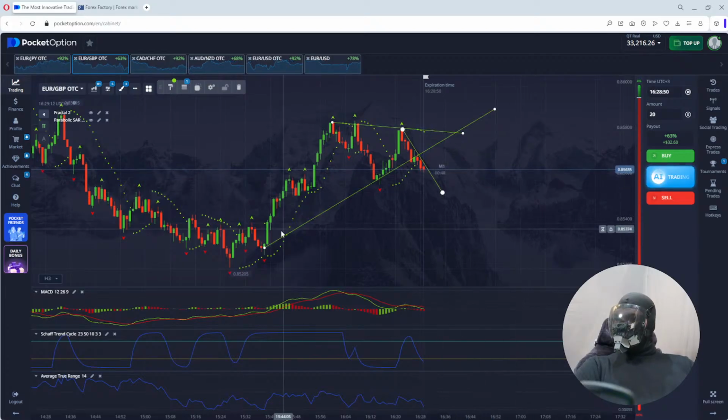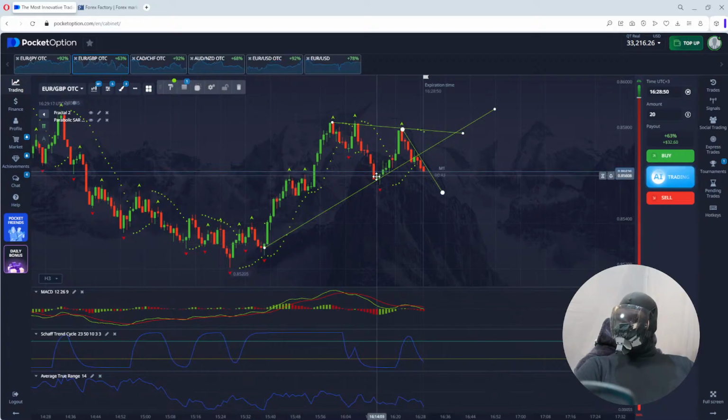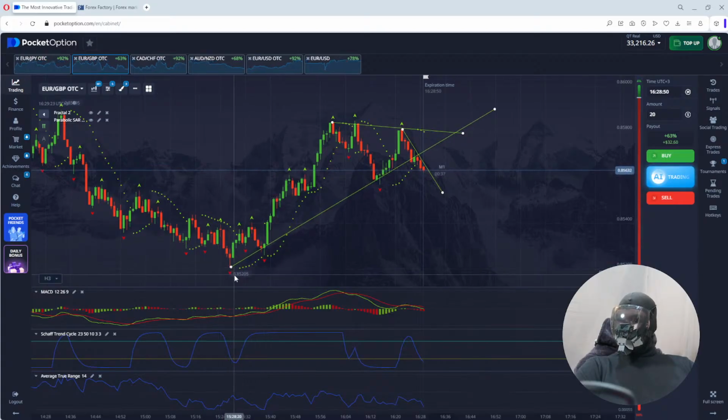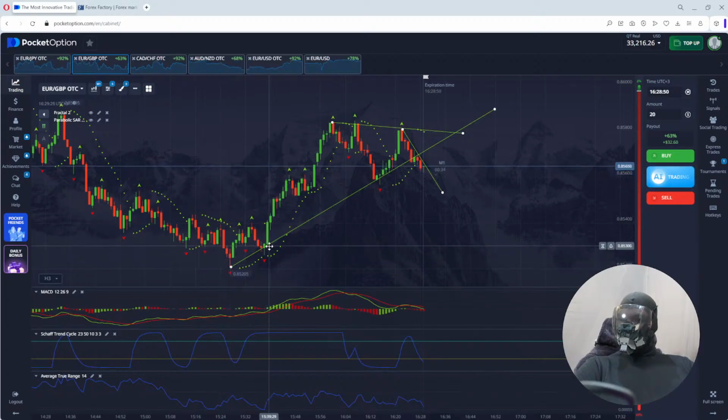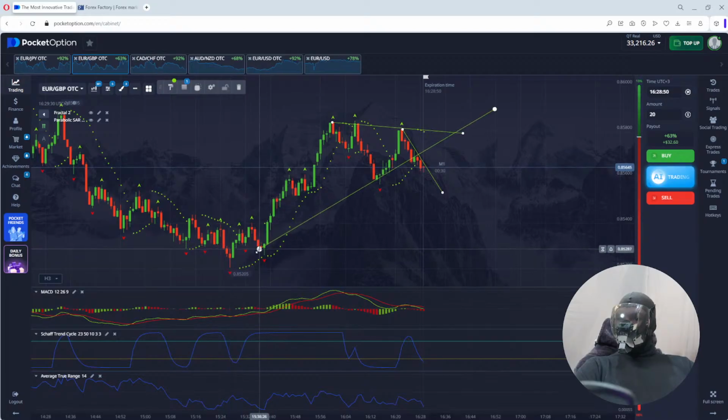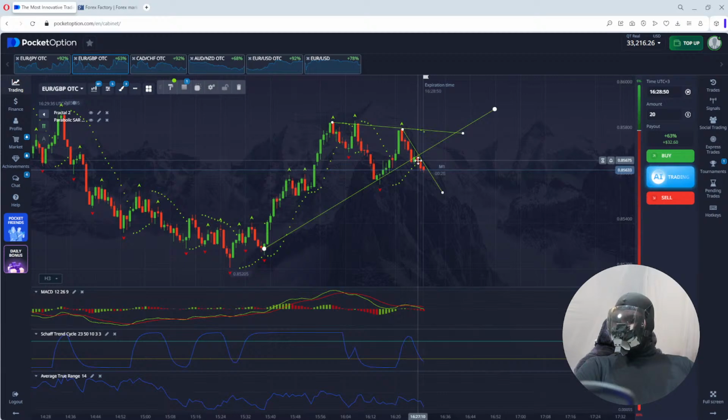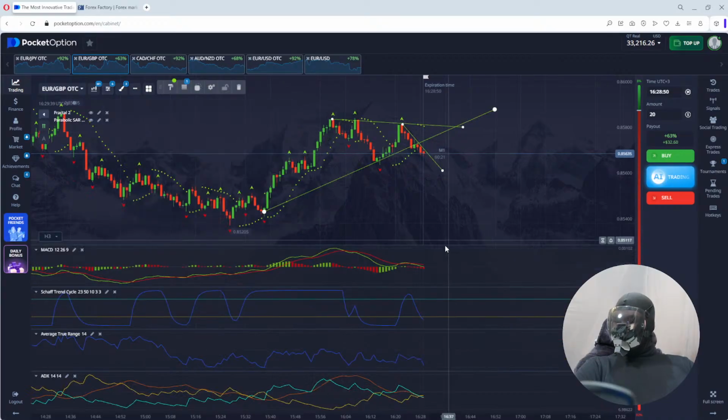There we go. Because it broke on the third point, we got a 1-point contact, we got a 2-point contact. I really wouldn't want to stretch it across. Usually if you're going to put it across the body, keep it across the body. So using one wick and then the body is not really a good thing. This is not really a strong momentum, right? We could put something like ADX over here. We see that it's barely around 20.